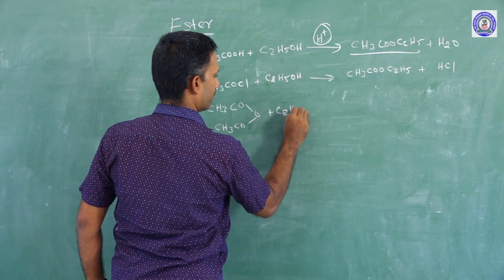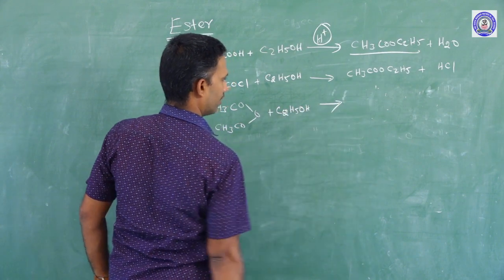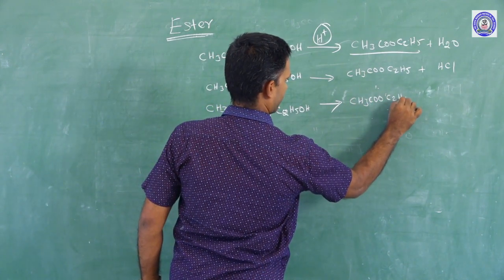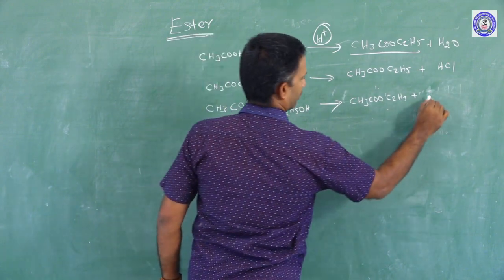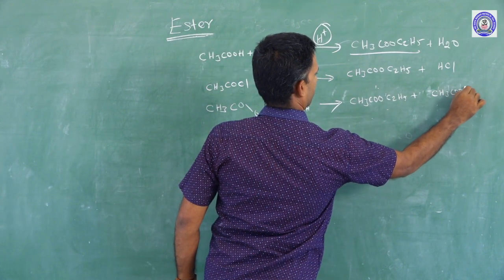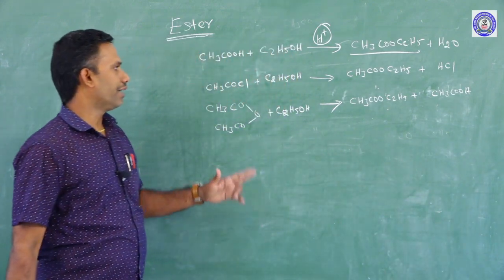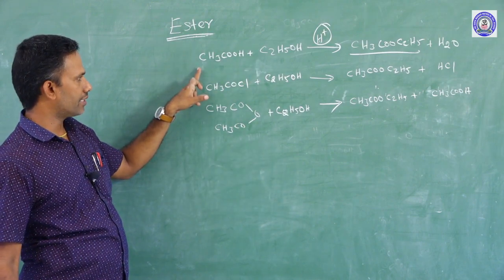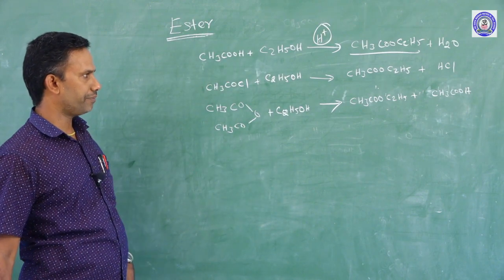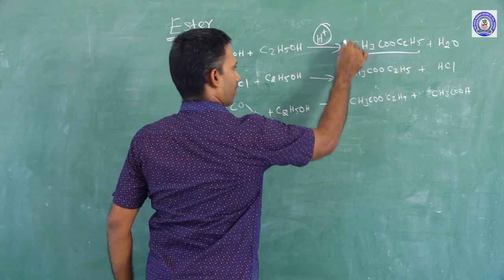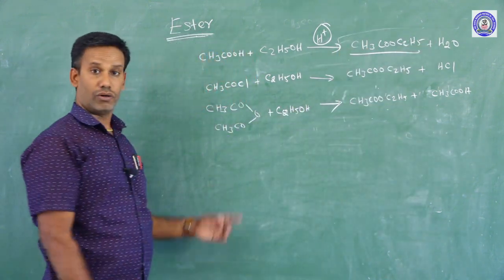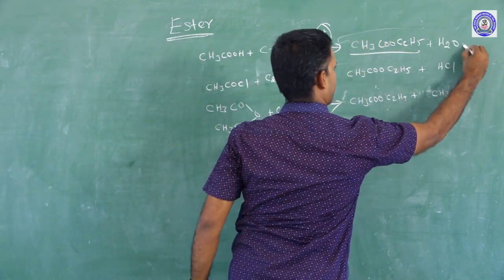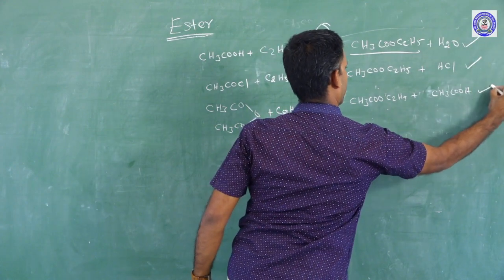Just now we have seen in the chemical properties of acid anhydride, treatment with alcohol. The same process, we are getting ester plus. See here, the same reactant, ethyl alcohol, in all three cases. Different reactants are acetic acid, acetyl chloride, acid anhydride. We are getting the same product, ethyl acetate, in all three cases. But different byproducts: first one water, second one HCl, third one acetic acid.